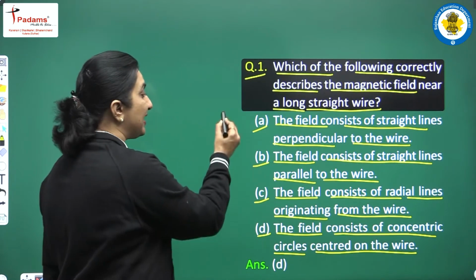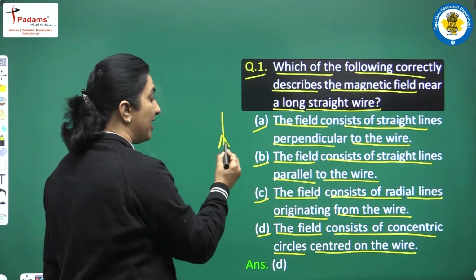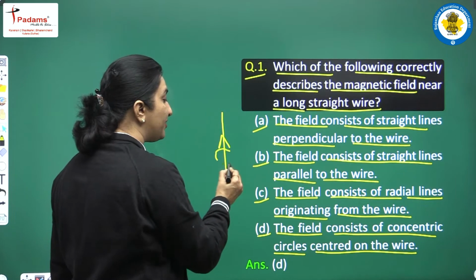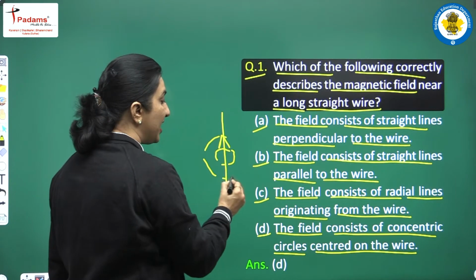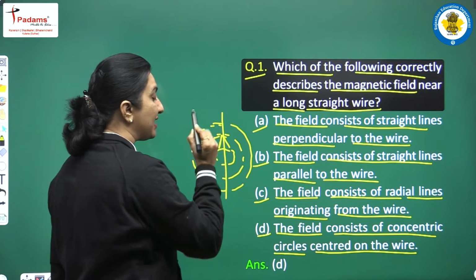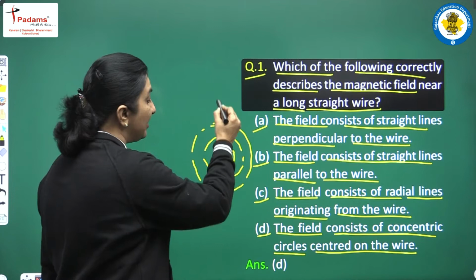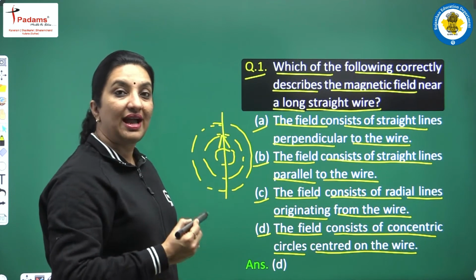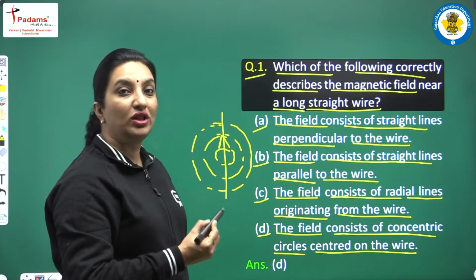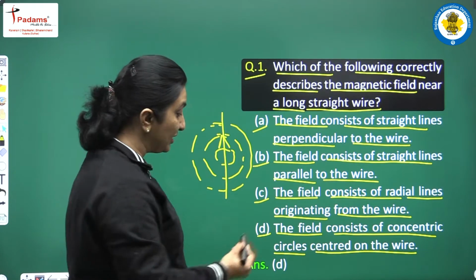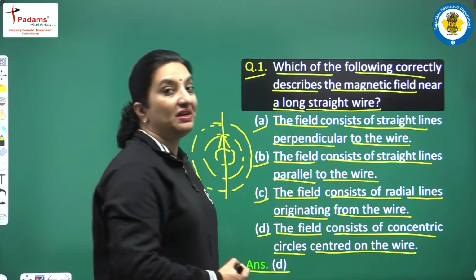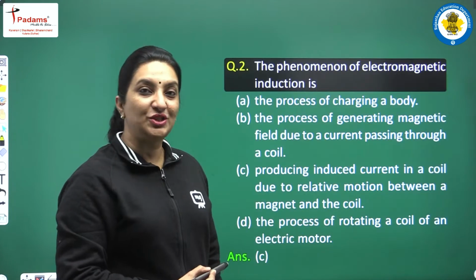We know that a current carrying straight wire has magnetic field around it in the form of concentric circles. This we have read, students, that all these circles represent the magnetic field lines with the current carrying straight conductor at the center, or you can say passing through the center of all these concentric circles. So option D is the correct option. So the answer is D option. Now let's see the next question.